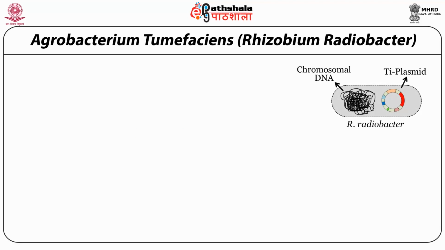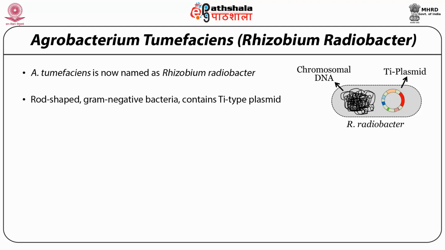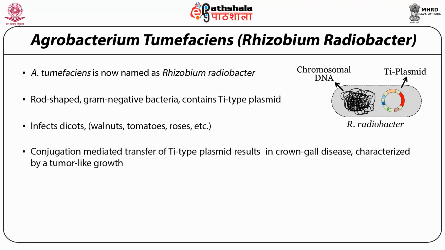Agrobacterium Tumefaciens is now renamed as Rhizobium Radiobacter. It is a rod-shaped gram-negative bacteria and it contains a Ti type plasmid. This bacterial species can infect dicots and cause tumors, and dicotyledons such as walnuts, tomatoes, and roses are its prime target. It can cause tumor-like growth by transferring the Ti plasmid, which is present as an extra chromosomal copy, into the plant cells, and could result in uncontrolled growth of plant cells, which forms a tumor.